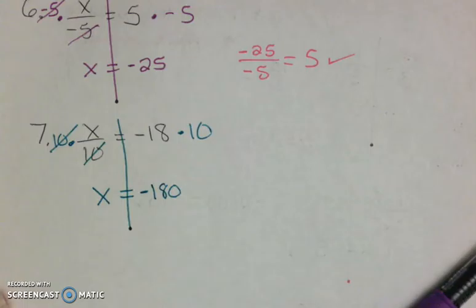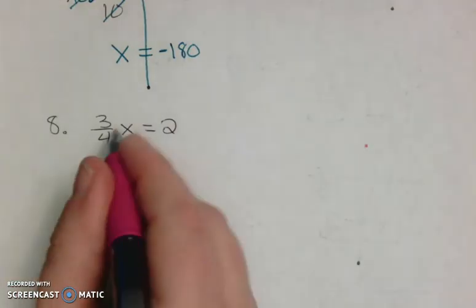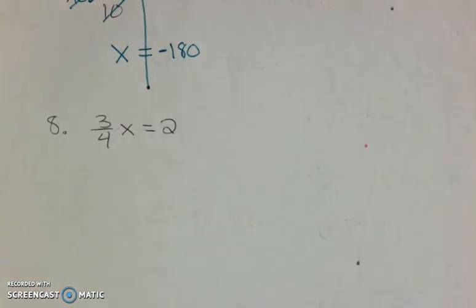The next one we're going to have a fraction. Okay, so the last thing to learn is when you have a fraction. So this is multiplication, but how do you undo a fraction?